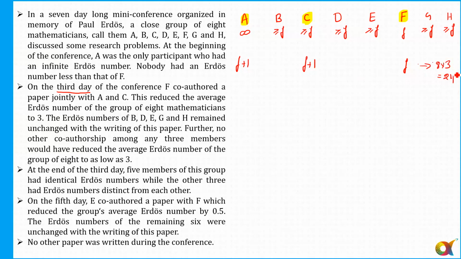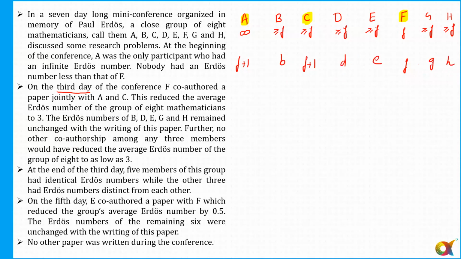It also says that the Erdős numbers of B, D, E, G, and H remain unchanged. So let's say the Erdős number of B is B, of D is D, of E is E, and the Erdős numbers of G and H I can take as G and H. They have not changed. They remain the same, G and H.